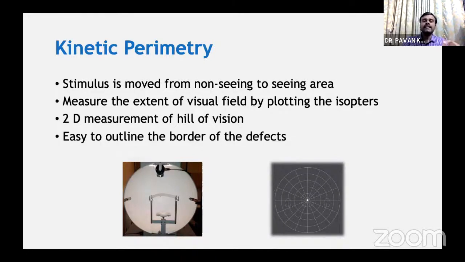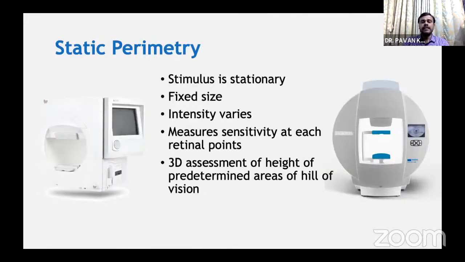point at which the stimulus is appreciated is mapped, and we get an isopter for this. By using various stimuli, we can mark different isopters depending on the stimulus size. It gives only a 2D measurement of the field of vision, and it is easy to outline the border of the defects. Whereas in static perimetry, the stimulus is stationary.